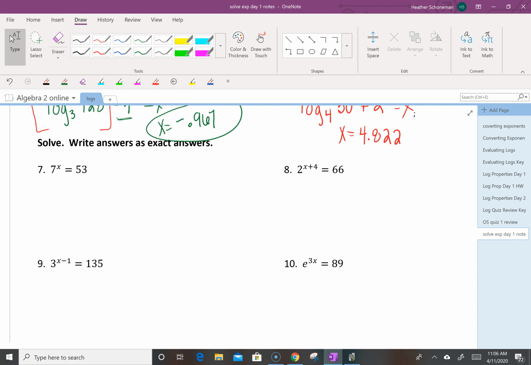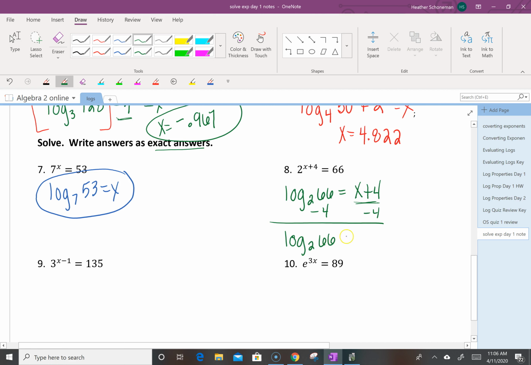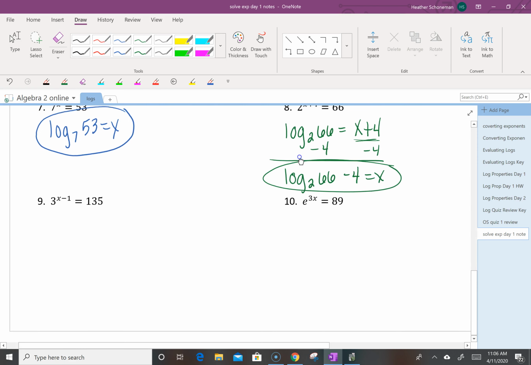So how would that look? Well, on this one, we would rewrite it as log base 7 of 53 equals x. And since we've got x by itself, that is our final answer. That's what you would write. So when it wants exact answers, you're going to have log in your answer. So let's try this one. This would be log base 2 of 66 equals x plus 4. Well, we can't be done now because this plus 4 is over there. So to get rid of the 4, we're going to subtract 4. So our final answer would be log base 2 of 66 minus 4 equals x. And that's your exact answer.